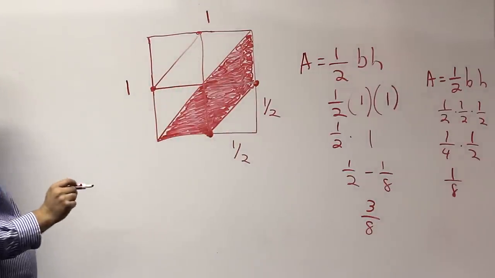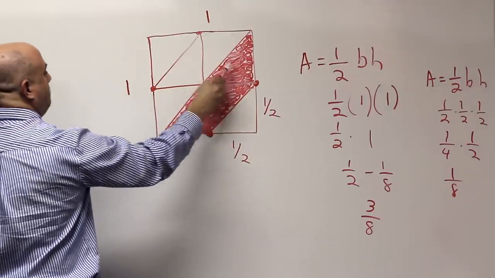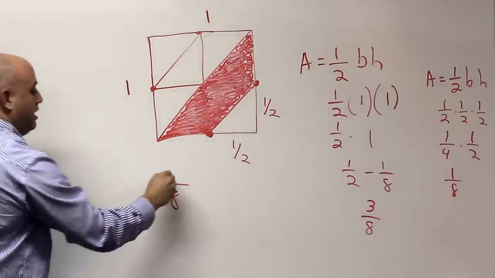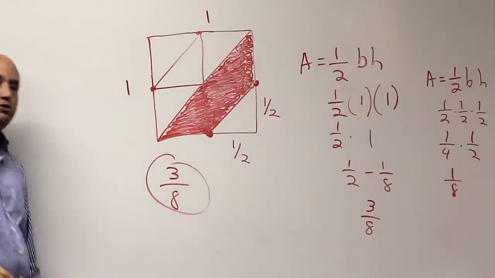And I've divided this square up into 1, 2, 3, 4, 5, 6, 7, 8 equal parts, three of which are shaded, and the answer is 3/8.